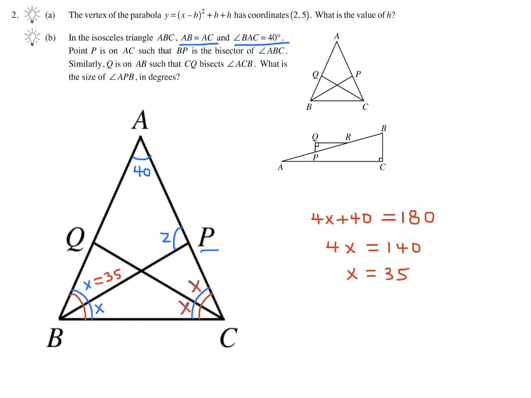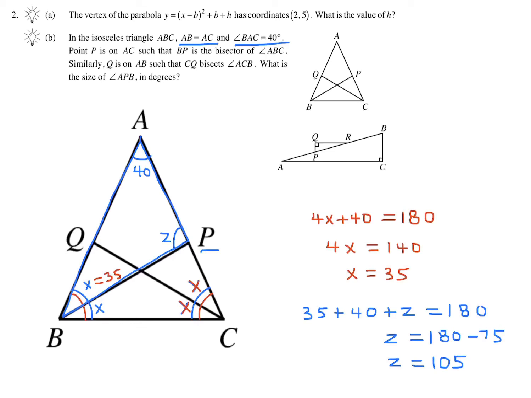And now if we want to calculate Z, we can use this triangle right here and the sum of the angles of that triangle. So it would be 35 plus 40 plus Z is equal to 180, and therefore Z is equal to 180 minus 75, and therefore Z is equal to 105. That's the angle APB.